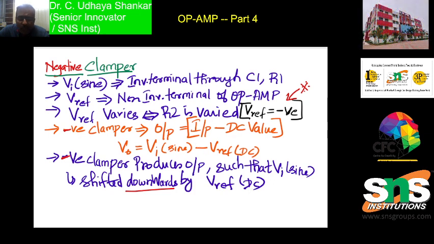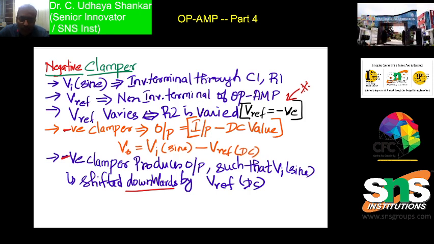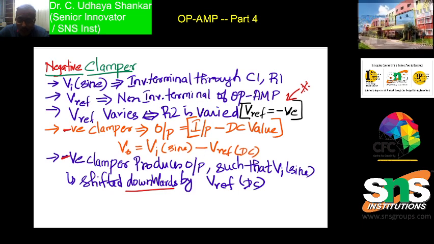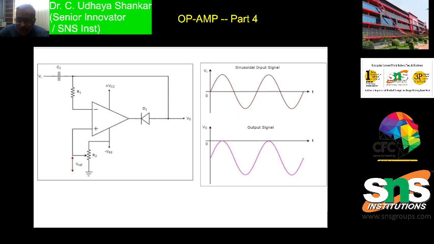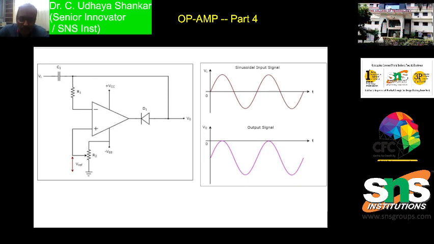negative clamper. In the case of the negative clamper, as I've already told, it is similar to the positive clamper. The only difference is that the waveform will be shifted in the downward direction. That is called a negative clamper. Clamping means we are going to shift up or down. By using this negative clamper, I can shift down.